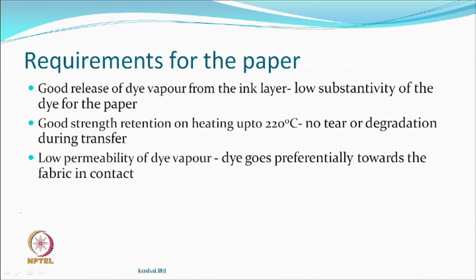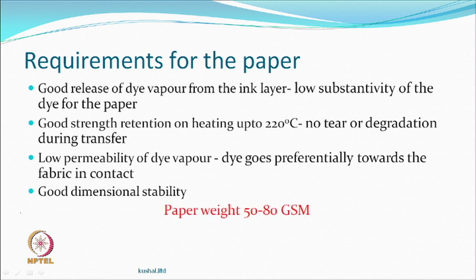In a vapor form, obviously one is substantivity towards the fabric, the other is that the permeability is low enough that the dye does not go through the paper to the other side. Good dimensional stability is what we expect and generally is there. That is why the GSM comes into play. The higher the GSM, the better the dimensional stability, but the higher the GSM, the cost also is an issue. So, one can probably be thinking of a 50 to 80 GSM type of paper which may be used for printing.